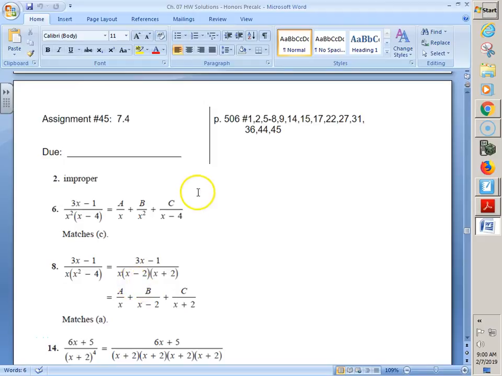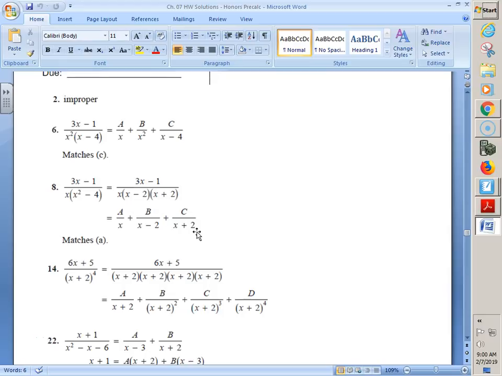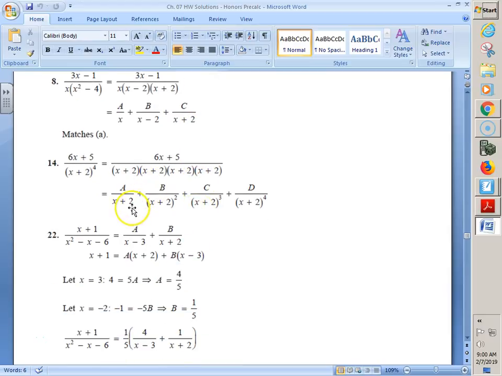and the division is necessary. Number 6 is C. Number 8 is A. Number 14, your form should have been A over 1, x plus 2 to the 1 power, B over it squared, C over it cubed, and D over it to the 4th.